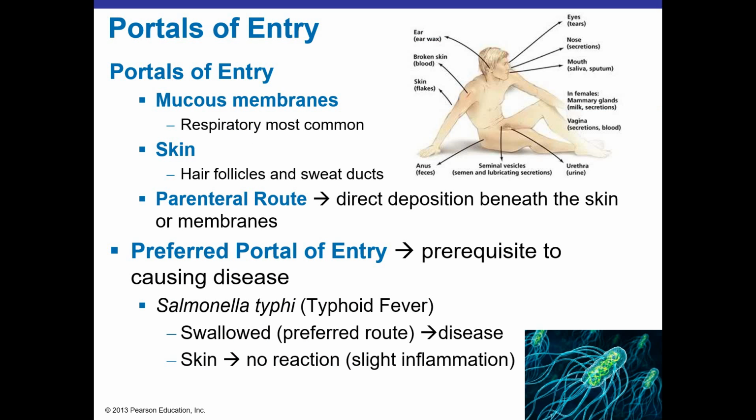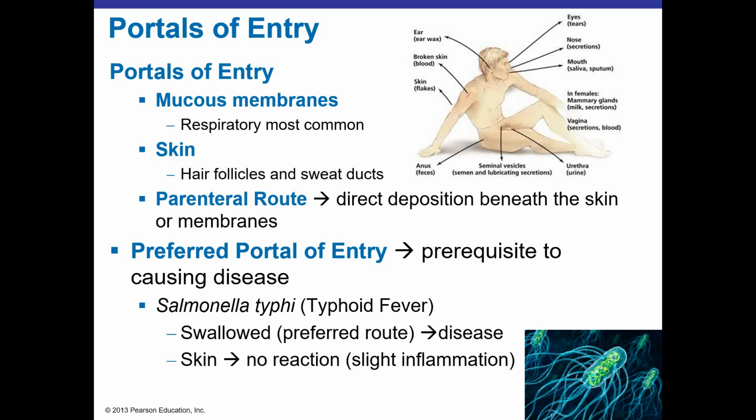When we talk about the portals of entry, there's three basic portals: the mucous membranes, skin, and the parenteral route. Mucous membranes are the most common. Of the mucous membranes, respiratory is the most common site for the portal of entry. Skin, things get in through hair follicles and pores and sweat ducts. The parenteral route is what happens when you have a needle stick or something that allows the deposition of the organism beneath the skin or membranes.